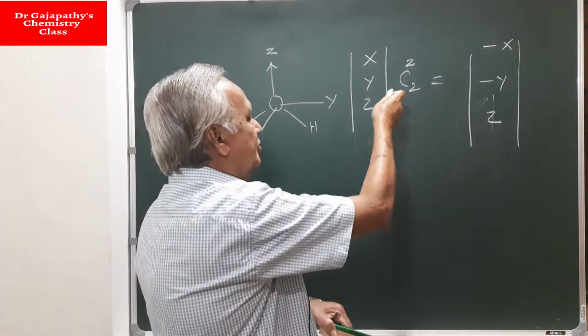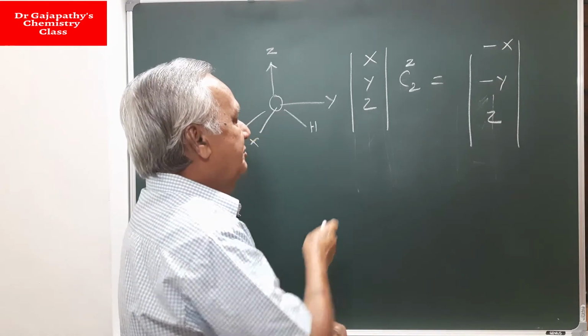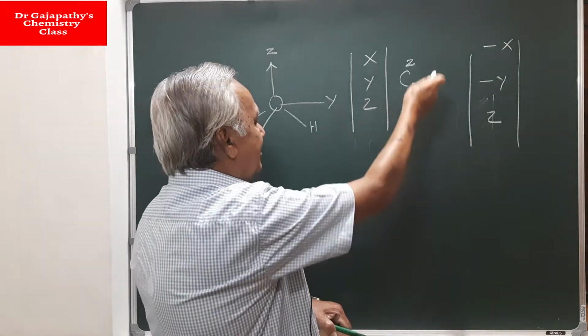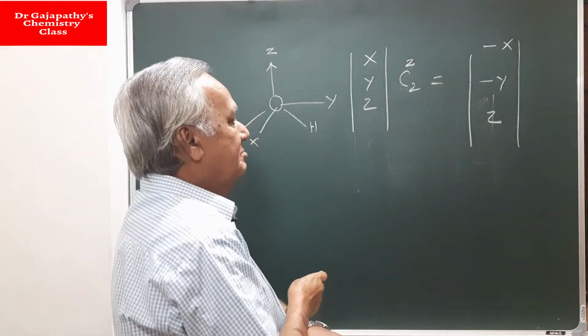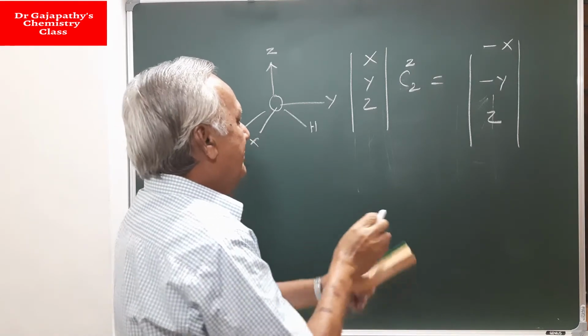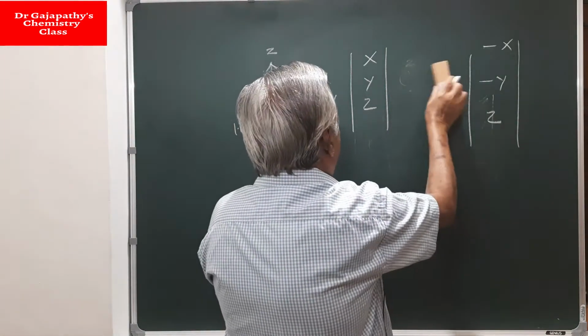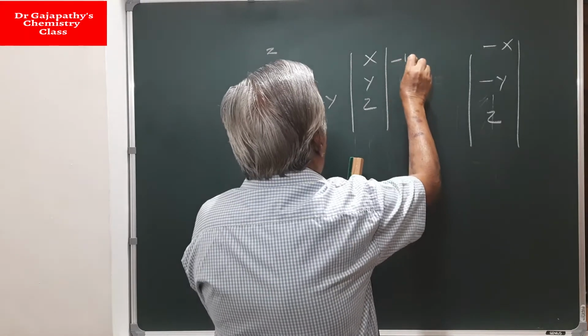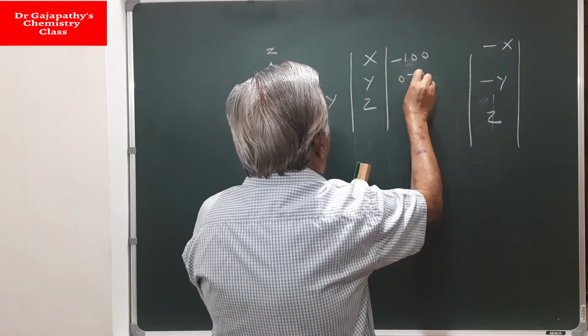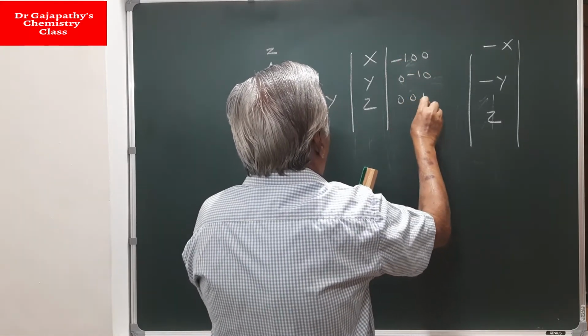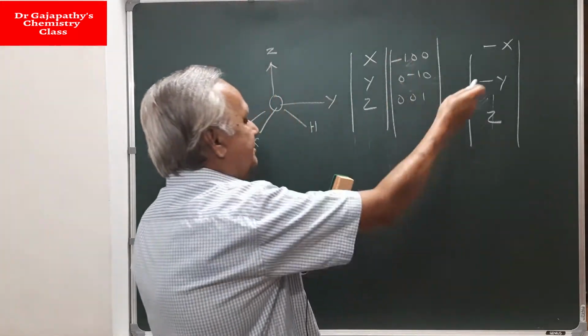So what will be the transformation matrix for C2? When you multiply this matrix by the coordinates, you should get minus x, minus y, z. So the matrix will be minus 1 0 0, 0 minus 1 0, 0 0 1. If you multiply, you will get that.